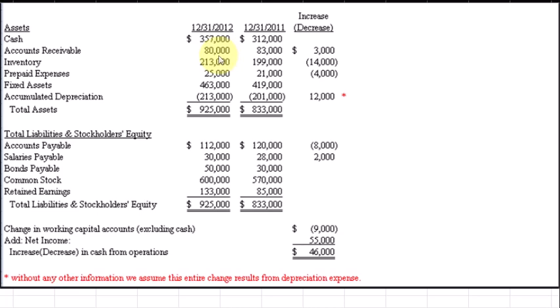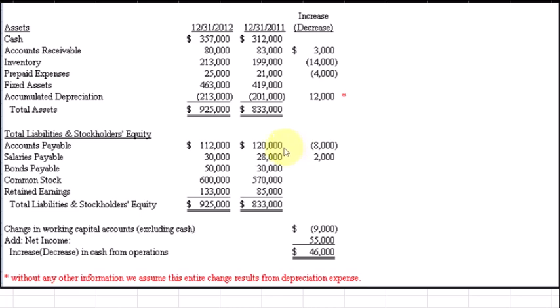Any decreases in current assets are reflected as a positive adjustment. And that's because what we're assuming is the decrease resulted in us gaining more cash. So we've got a $3,000 decrease in accounts receivable. We've got a $14,000 increase, so it goes the opposite direction. Same thing with prepaid expenses. All right. On the liability side, liabilities go the opposite way.